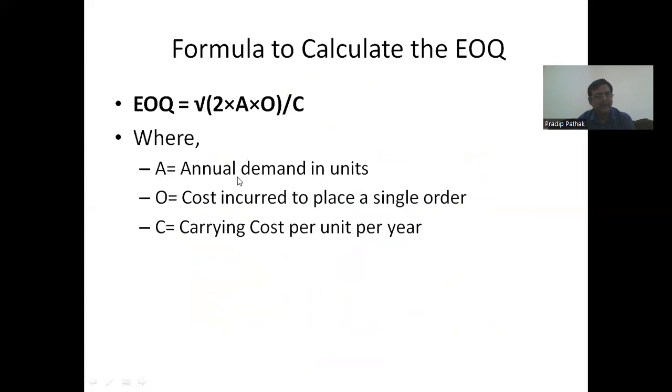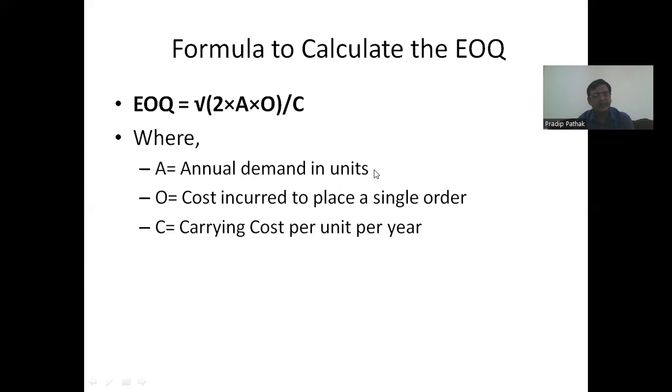The EOQ model formula is the square root of 2AO divided by C, where A is the annual demand in units, O is the cost incurred to place a single order, that is the ordering cost, and C is the carrying cost per unit per year, that is the holding cost. So if you put all these values in perspective, you will be finding the EOQ for a particular business. What you must know is the annual demand in units, and you must be very accurate in this.